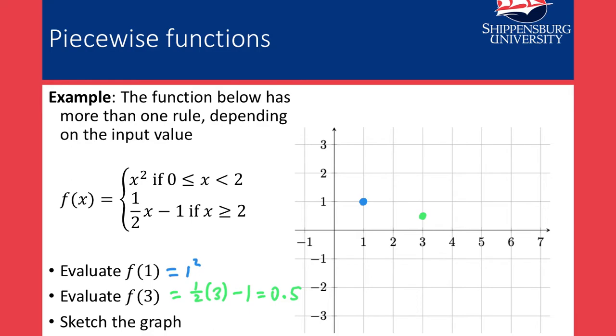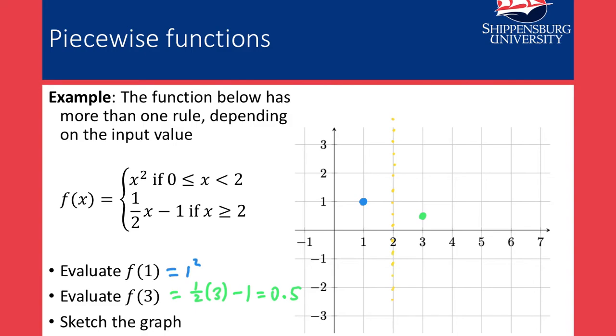So here are the 2 points evaluated. F of 1 will be 1 squared, because that's using the formula for the first part of the piecewise function, and f of 3 is going to be 0.5 using the second piece of the piecewise defined function. And I plotted those 2 points on the graph. We can see that the definition of the piecewise function has a transition at 2. So the one part only goes for x is less than 2, and the other one for x greater than or equal to 2. And so we know that with the x value of 2, I'm just going to write a very faint dashed line here.